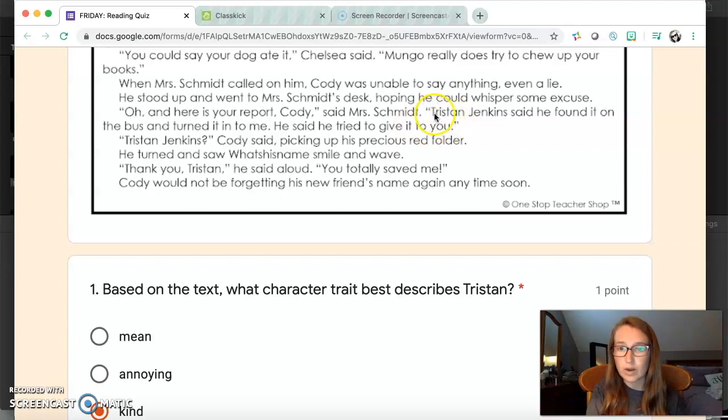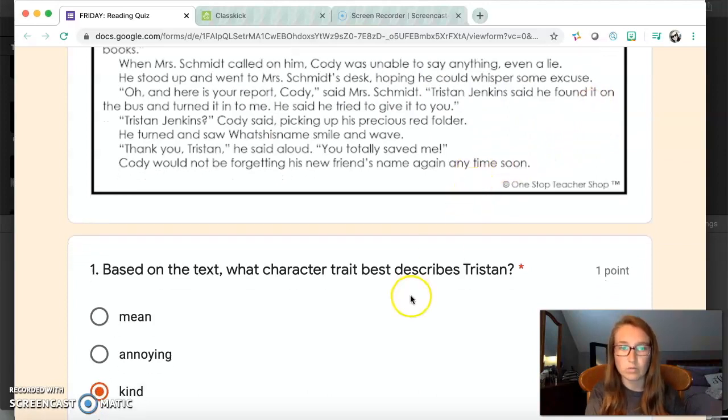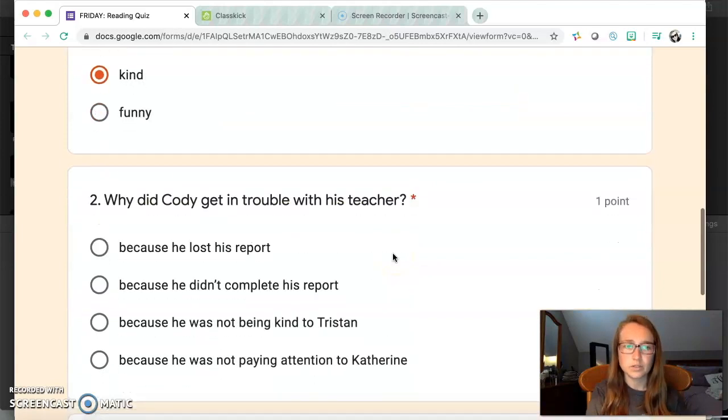So my evidence would be right here where it says Tristan Jenkins said he found it on the bus and turned it in to me. He said he tried to give it to you. And then I'm going to explain it because I'm going to directly quote that. Like if I had to directly quote something, that's the part that I would directly quote. Let's look at number 2.